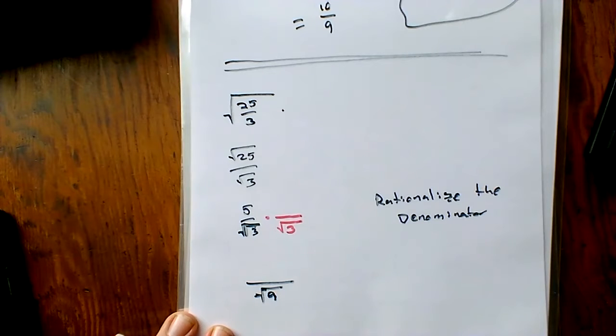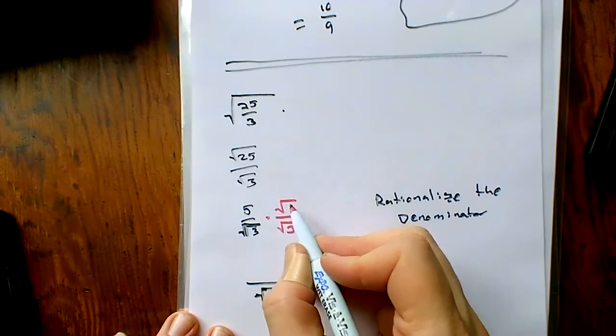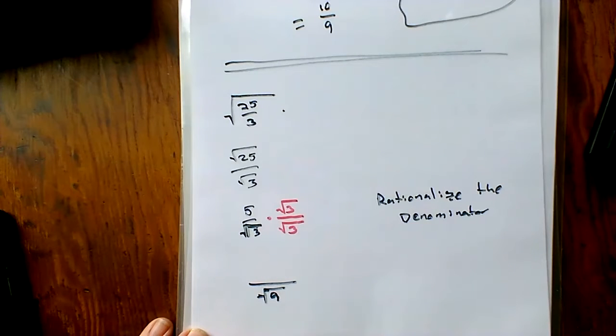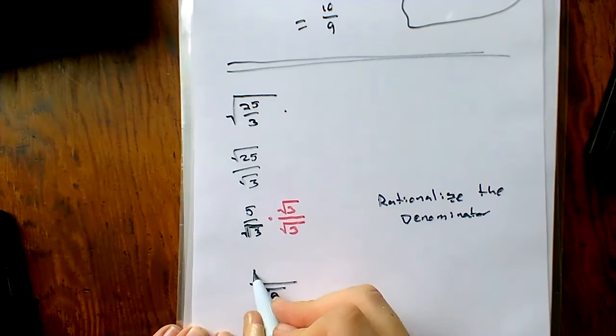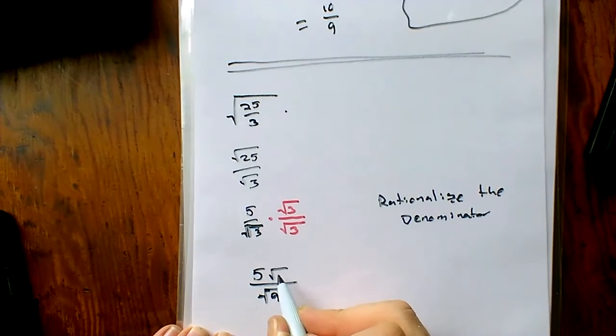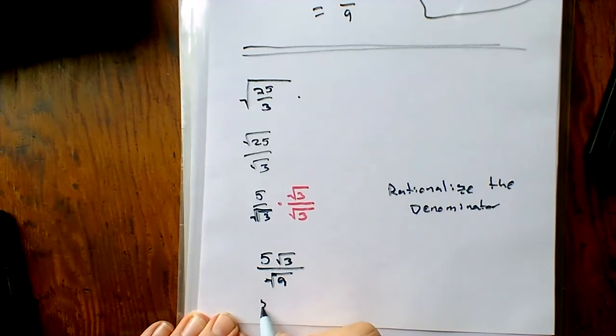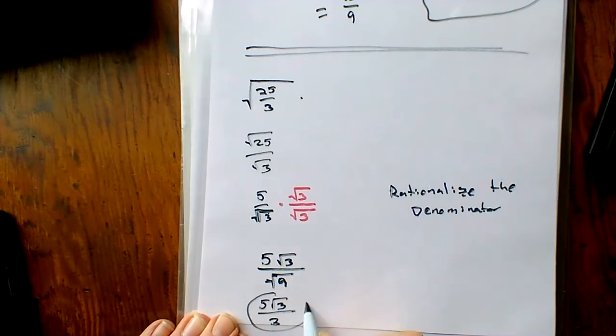Okay, but whatever I do to the denominator, I have to do the same thing to the numerator. And notice, once again, we're multiplying by a well-chosen 1. So up in my numerator, I'll have 5 square roots of 3. And then I can evaluate that denominator. So this would be 5 square roots of 3 over 3. And we'd be done with that one right there.